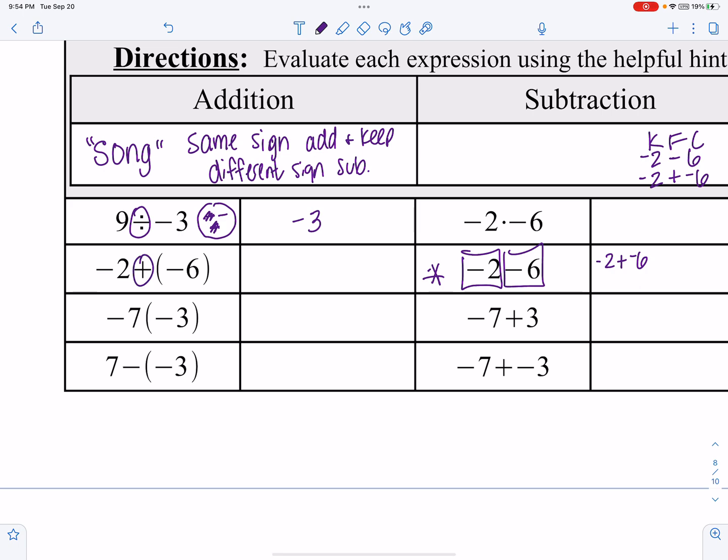All right, I have addition, so I'm singing my song. Same signs, add and keep. So 6 plus 2 is 8. Keep the sign of the negative because I'm joining two negatives.